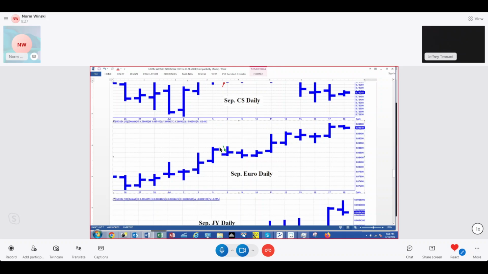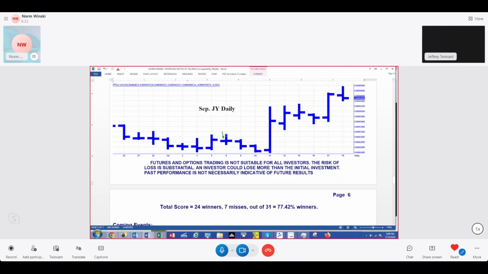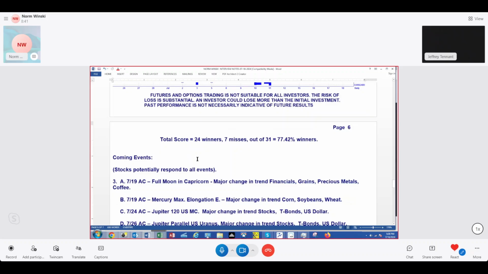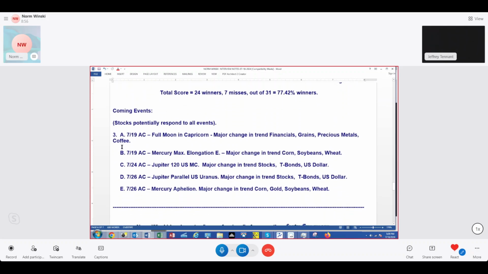Here we go. We're selling against that high there on the moon with the euro. Had a small pullback there, potentially small profit. Here's the yen, a little bit better, a little bit more movement. And if you sold there, you had a chance to make some nice money on the yen. So if you add up the green arrows and the red arrows, you had 24 winners, 7 misses out of 31, for 77.42%.